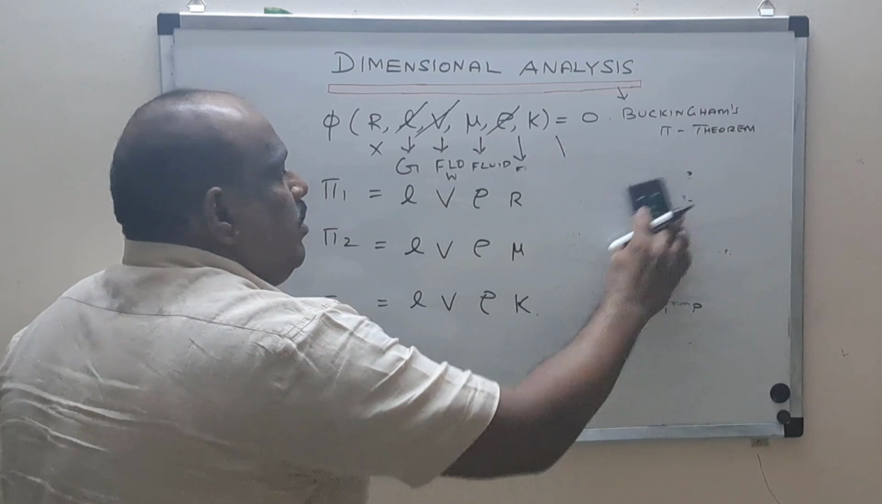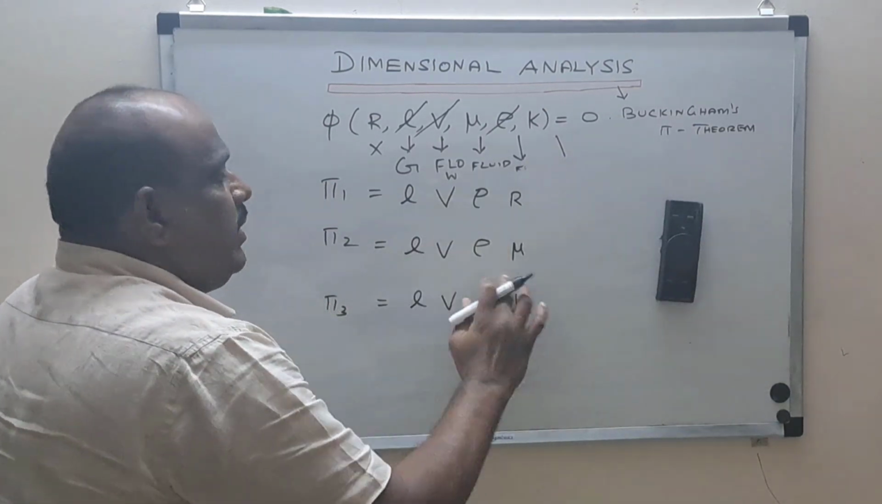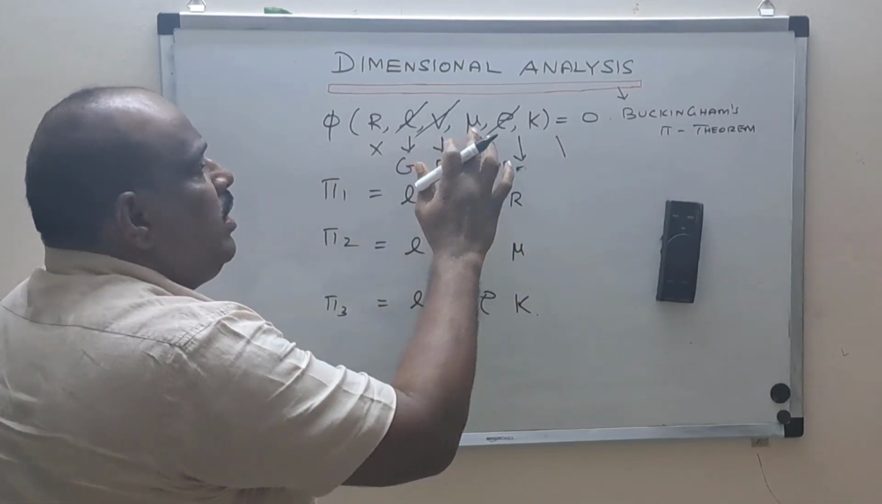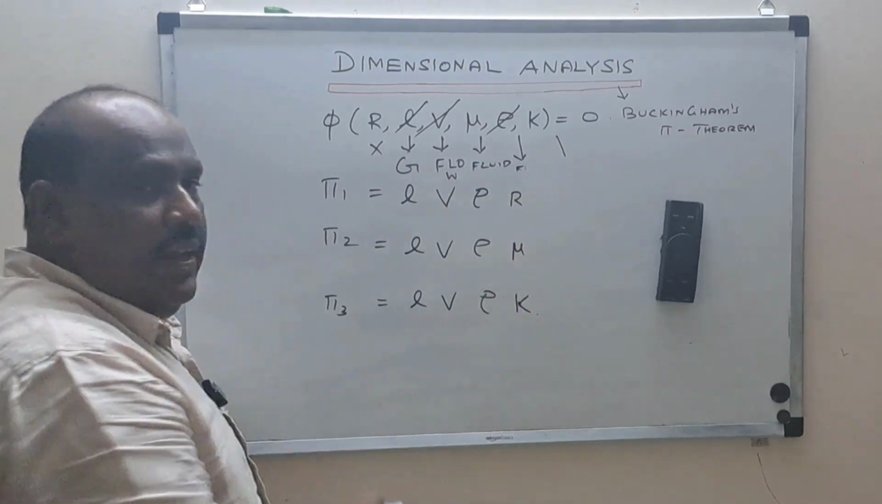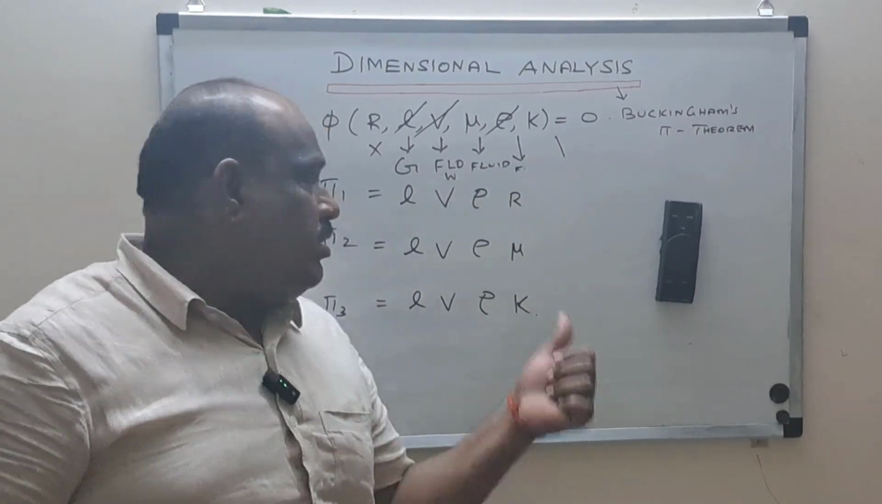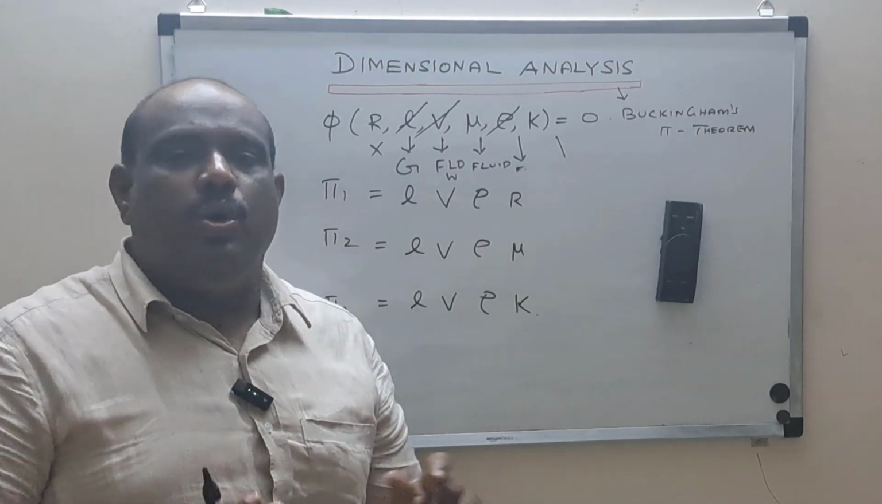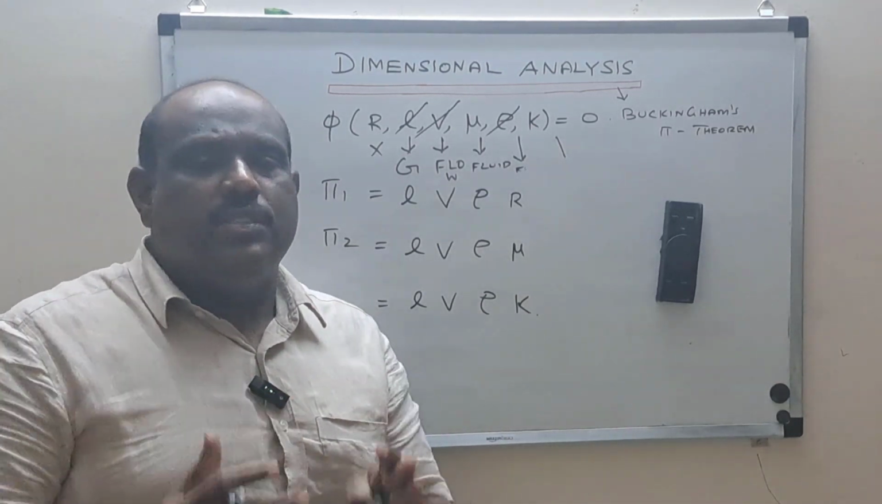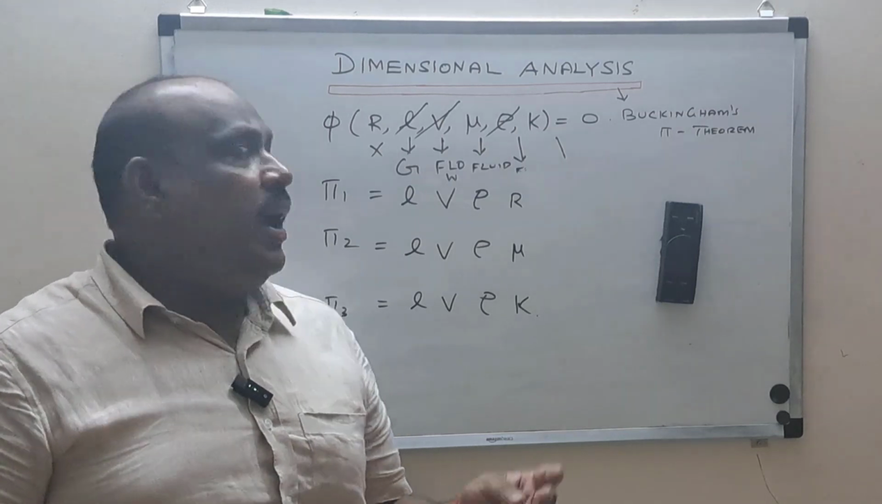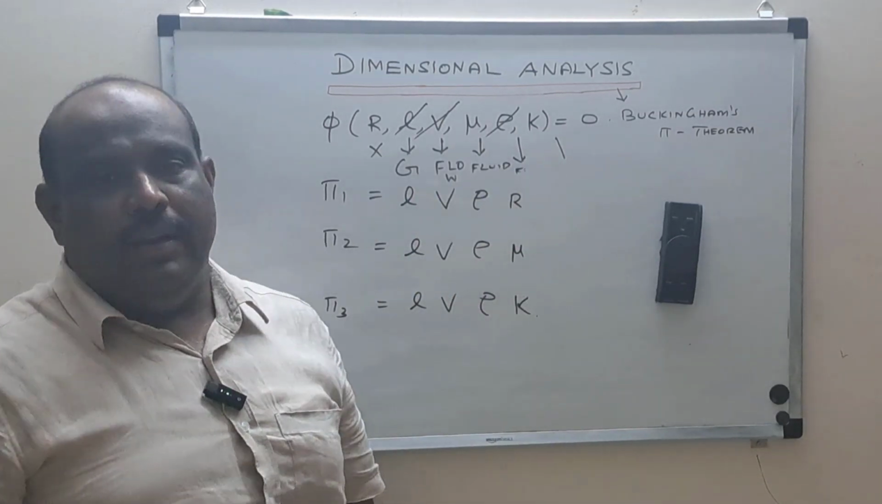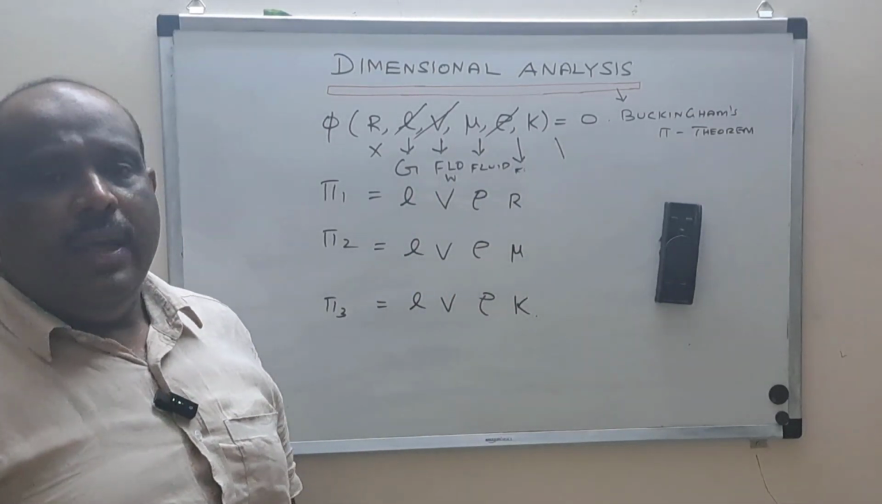I will repeat once again. Once you made the repeating variables, then you have to see what are the remaining variables: R, mu and K. You can also write in any order. First you can write mu, second you can write R, third you can write K. There's no particular thing you have to follow. You can choose any of the variables as the fourth variable. So this is the way how you have to form the pi terms.